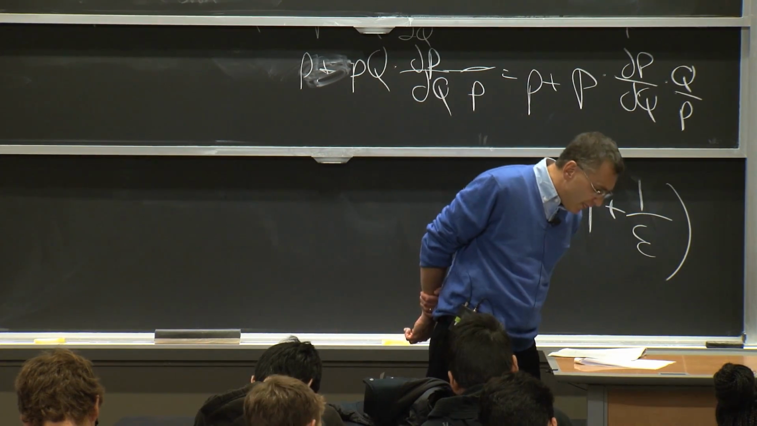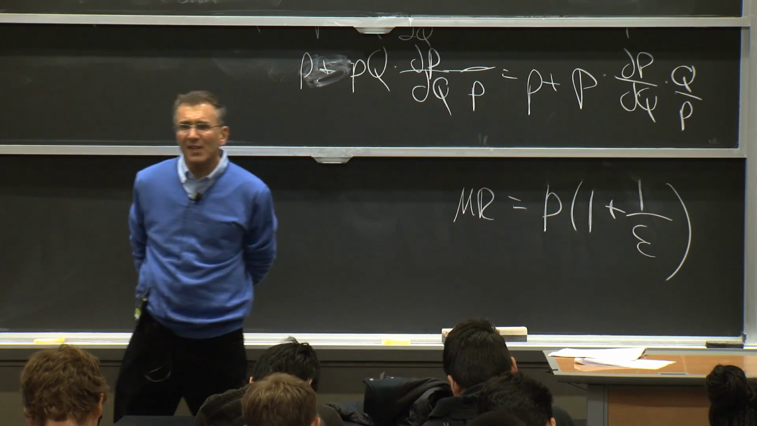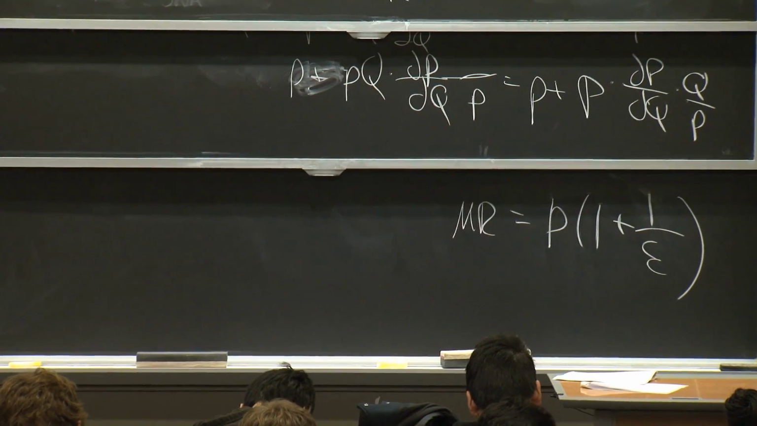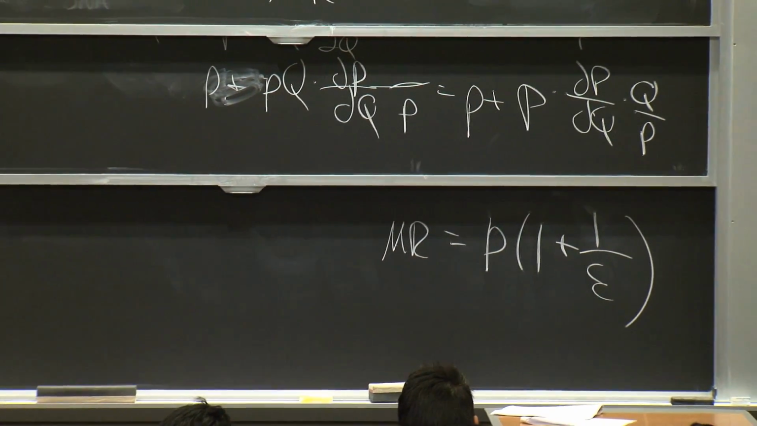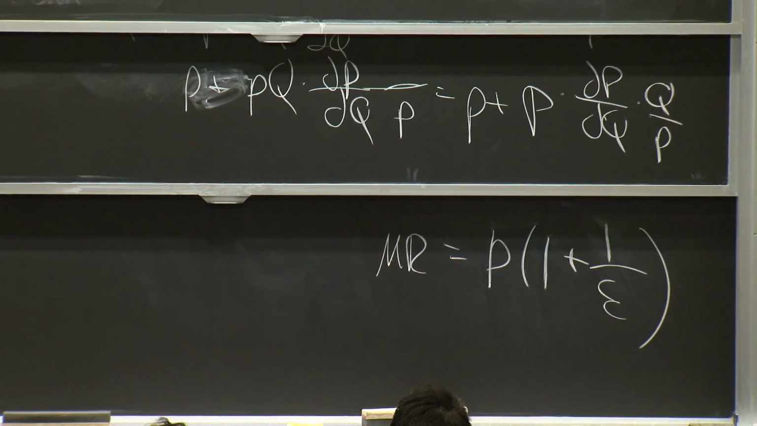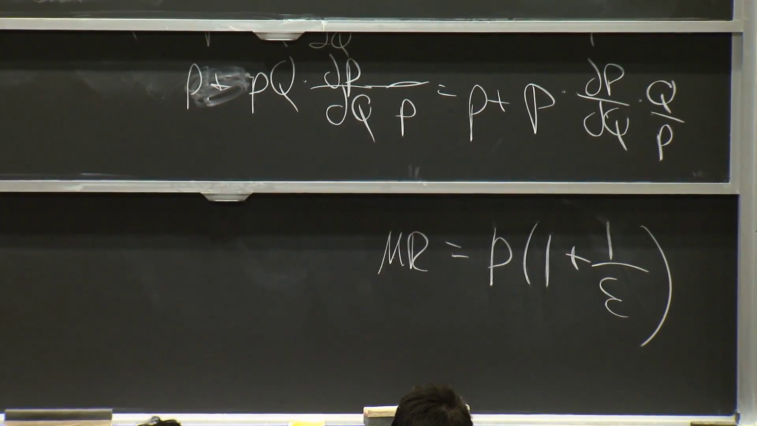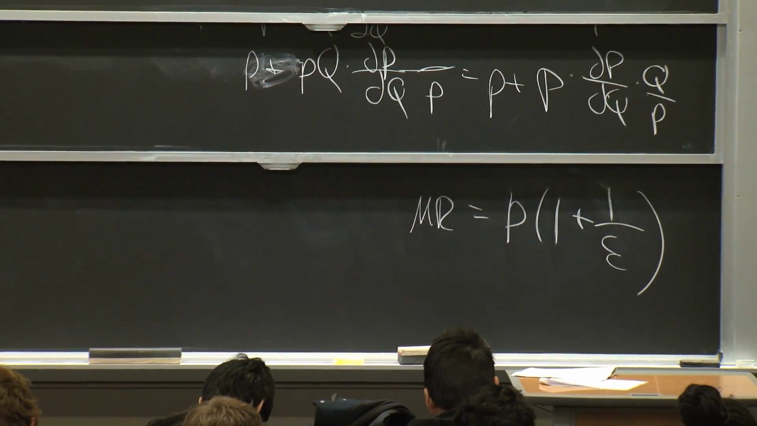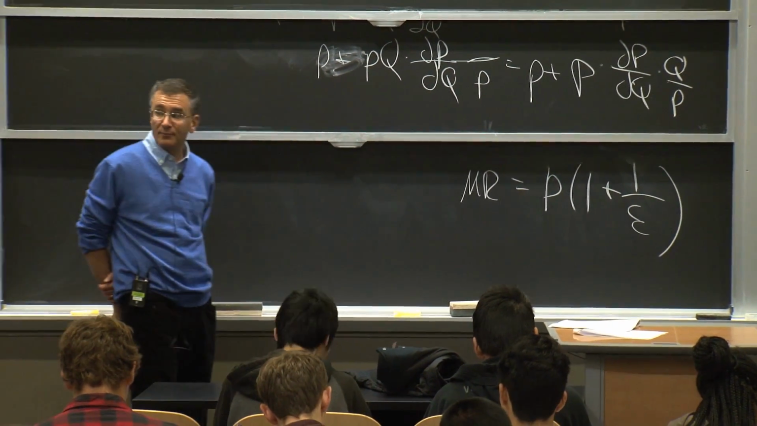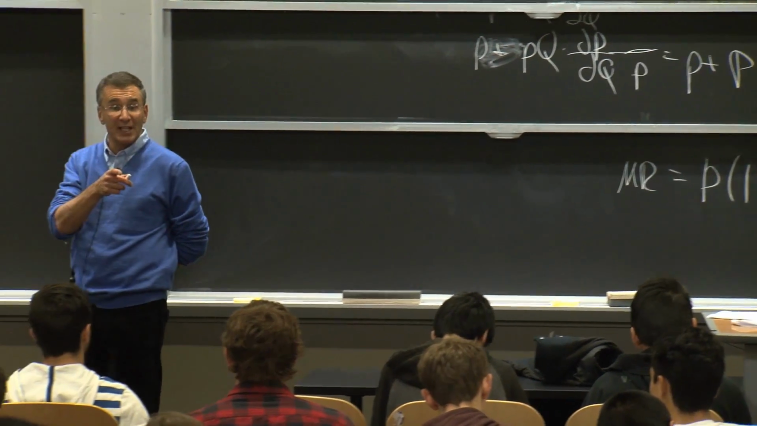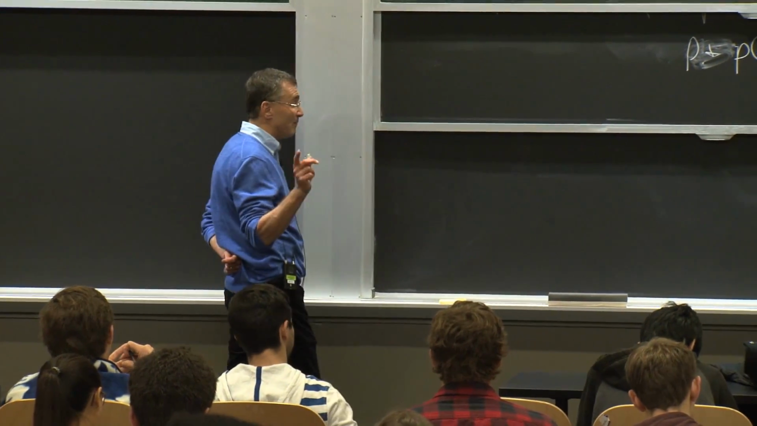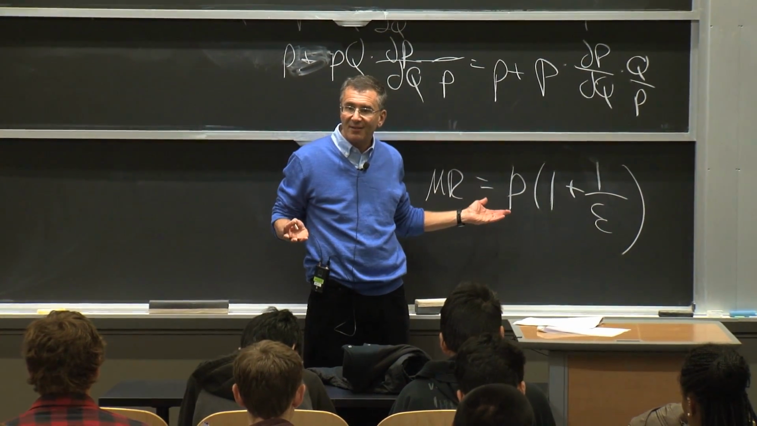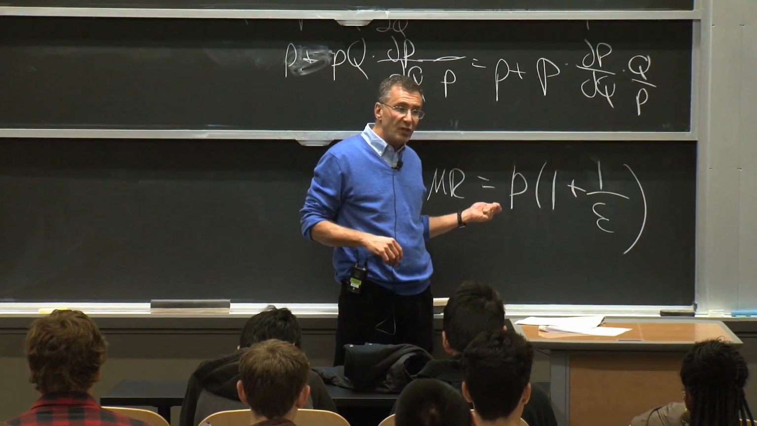Now, think about the implications of this. What is the elasticity of demand facing a firm in a perfectly competitive market? Negative infinity, it's perfectly elastic. So what's marginal revenue? P, right? So once again, this shows the extreme.